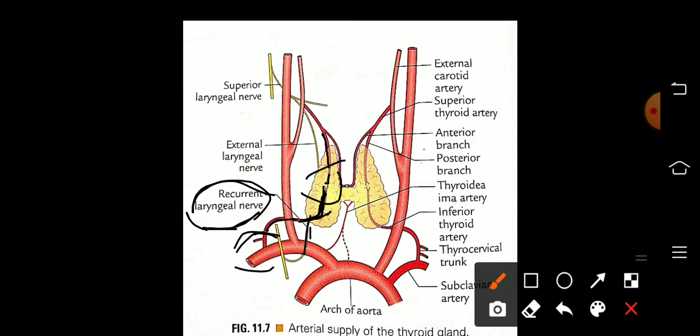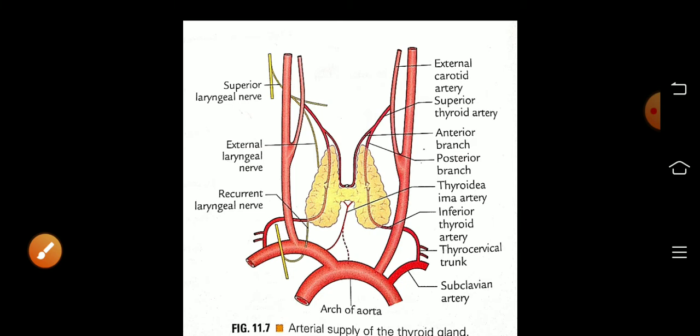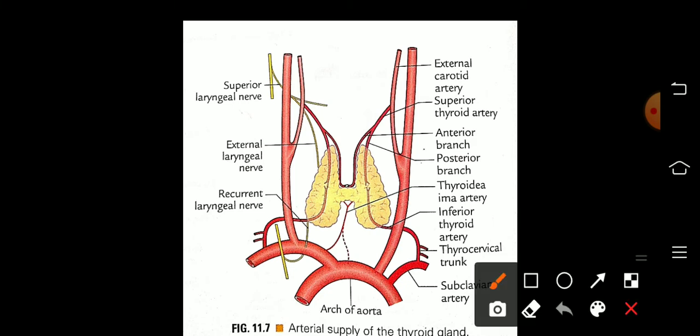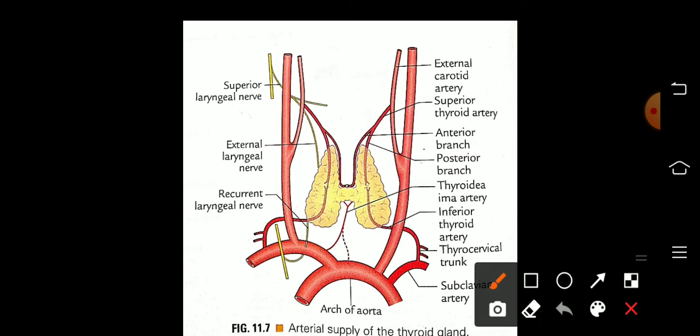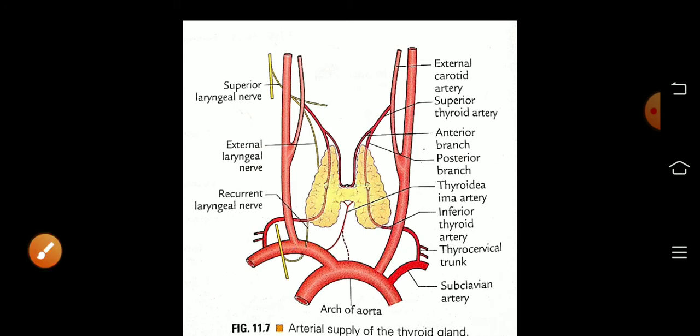So this is about the inferior thyroid artery, and it also gives other branches. One of the branches goes and anastomoses here, but there are other branches also for this inferior thyroid artery. So it is supplying the lower two thirds of the thyroid gland and also the inferior part of the isthmus. So this is about the blood supply of the inferior thyroid artery.